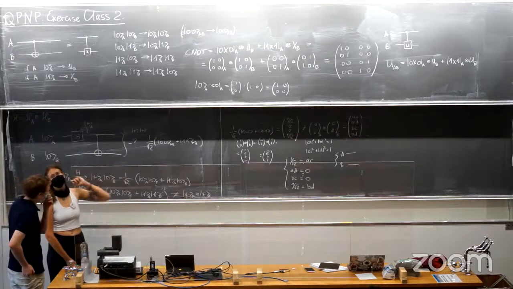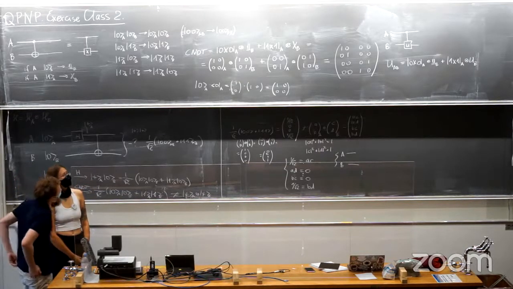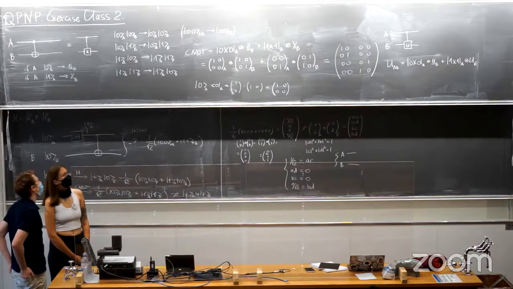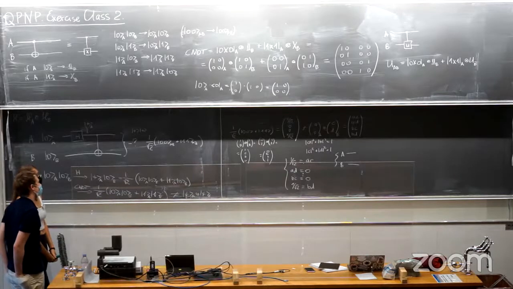Yeah. So this gate, CNOT, is an entangling gate by definition. So what is the point of splitting it into sums? This is just an easy way to see how it acts on different states.